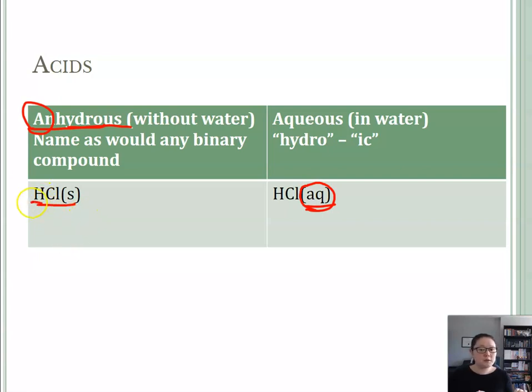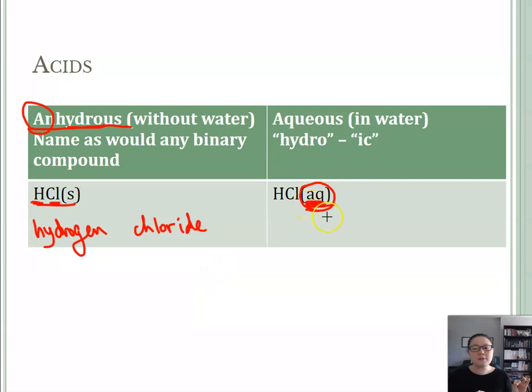So in this case we have hydrogen and we have chlorine. It's a simple binary, so you're going to take the name of the first one, you're going to take the name of the second one, and change the ending into IDE. And that's it. That's your typical naming.